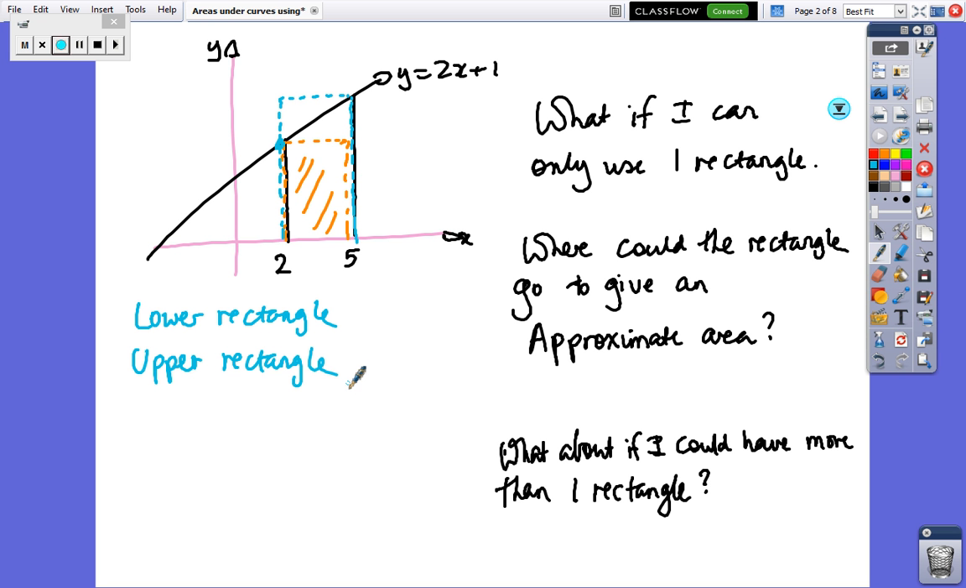So what happens if I could have more than one rectangle? Well, obviously we could, even if it's the lower ones, I could have a rectangle there, and then have another rectangle, and then another rectangle. So the more rectangles I add, the closer the answer would be to the real area. Okay, so that's that theory. Not too hard so far, so let's go to the next slide.